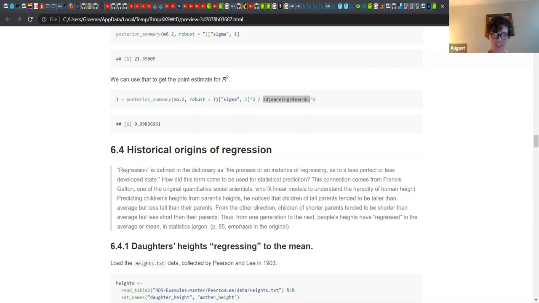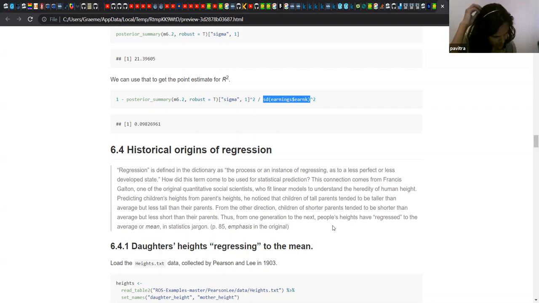How did they say on page 84 that the error in this model is not even close to being normally distributed? How did they arrive at that? So how do they know on page 84 that the errors are not normally distributed? I presume they looked at the kurtosis.